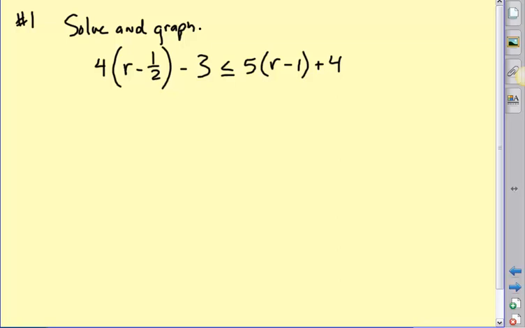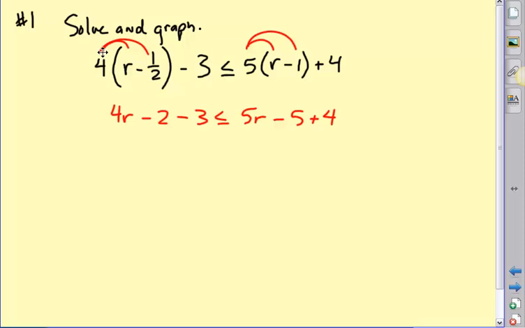I would distribute. 4 times r is 4r. 4 times minus a half is minus 2. Minus 3 is less than or equal to 5 times r is 5r. 5 times minus 1 is minus 5 plus 4. Carlos, what would you do from here?